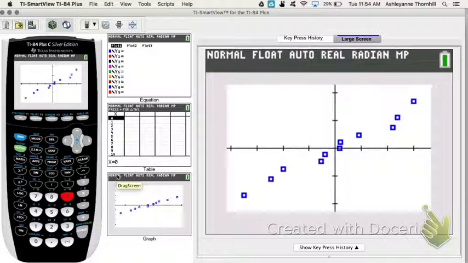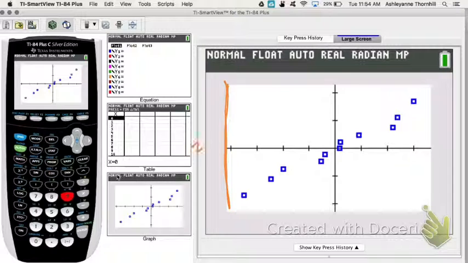This is my normal probability plot of the residuals. So my y-axis right here is z-score. My x-axis is residuals. So we can pick which one we want to do. You can do a box plot of residuals as well.